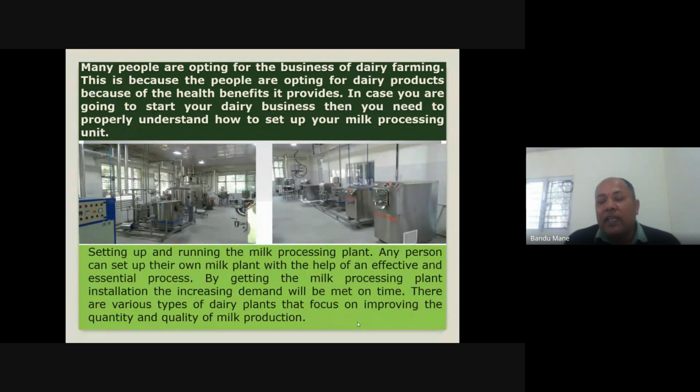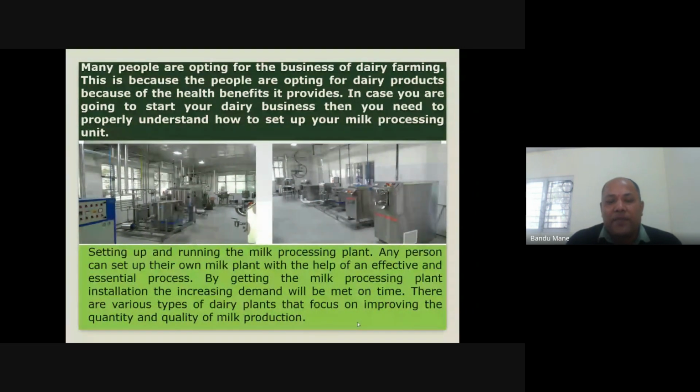Another type is a liquid milk processing plant, a product processing plant, and a mixed process, or you can say products mix. That plant can run for liquid milk processing as well as milk product processing.